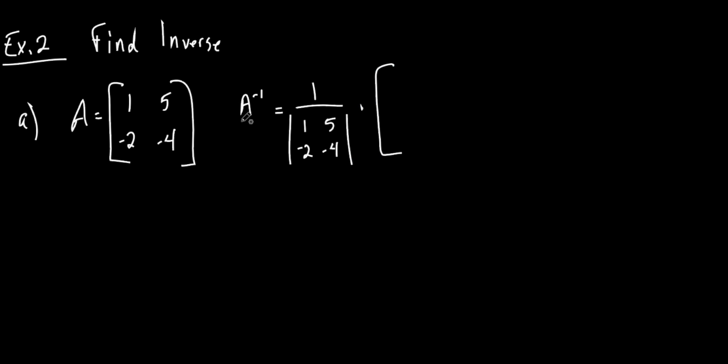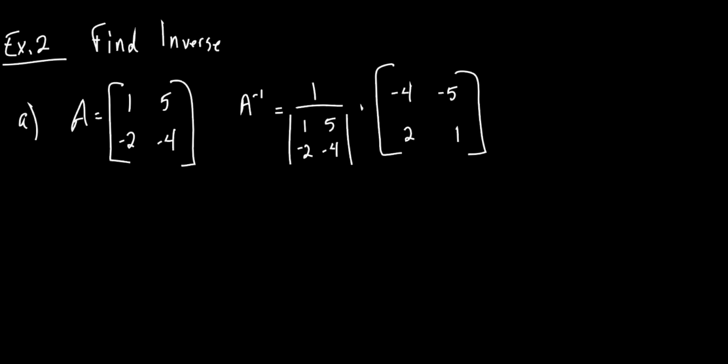Now we do a little switcheroo stuff. What are we switching? The 1 and the -4. We switch places. So this is going to be a -4 up here, and this is going to be a 1 down here. You with me? Now, what do you do with the other two? Just change signs of them. So that's going to be a -5, and this is going to be a +2. Got it? So that's how we started off.